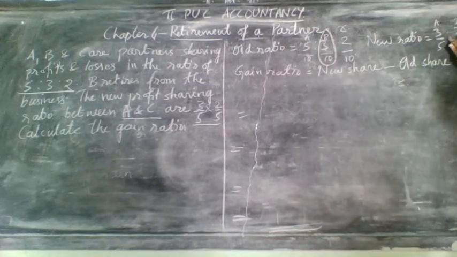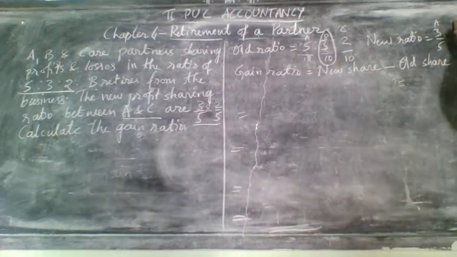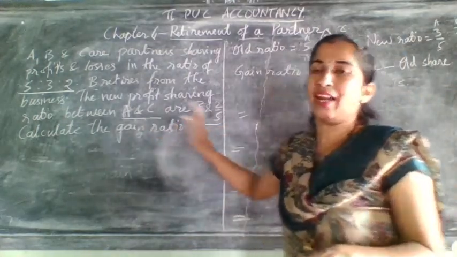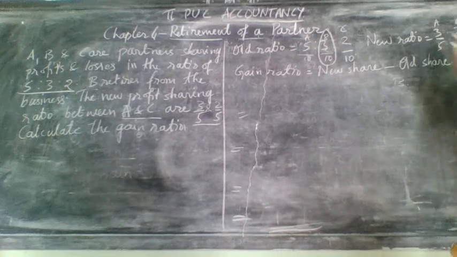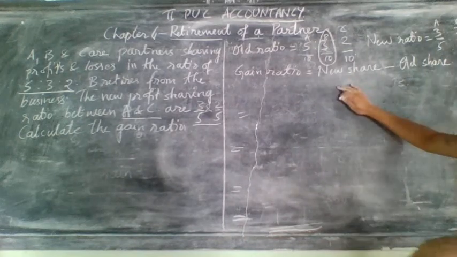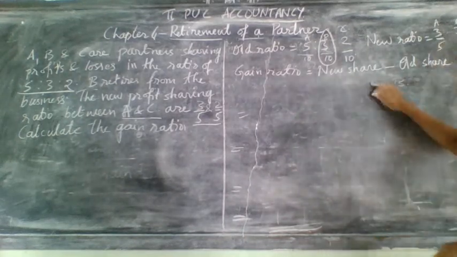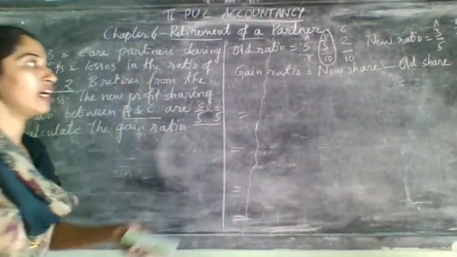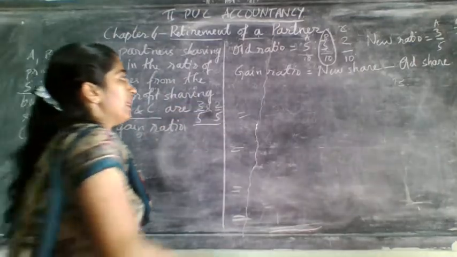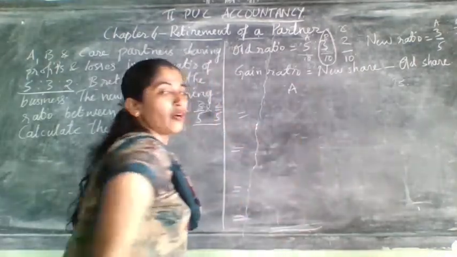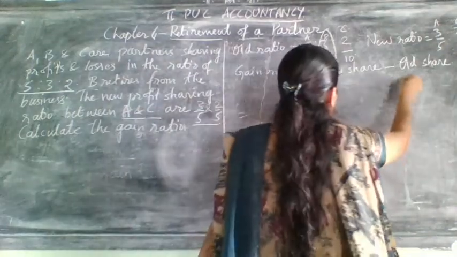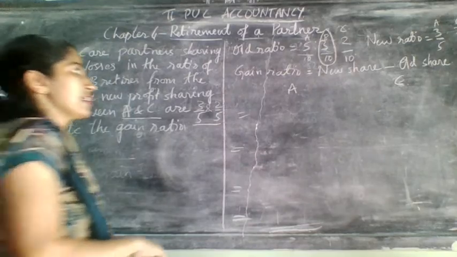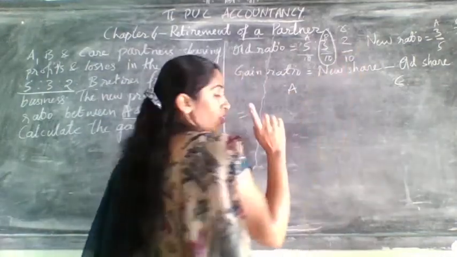The new ratio is 3 by, this is not related to B, this is related to who? C, because the remaining partners are now A and C. Okay, so after writing this, write the formula. What is the formula? Gain ratio is equal to new share minus old share. Okay, after writing that, now let us write the new share of A. Write the partners' names. The remaining partners' names are A and C.